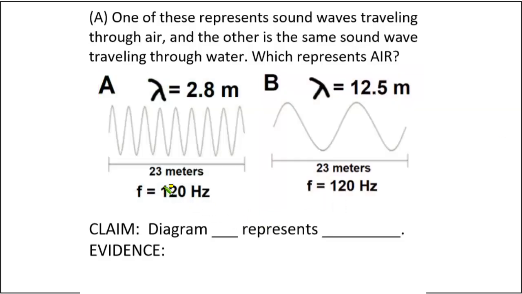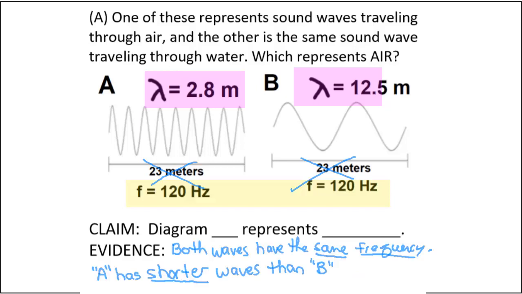So what I notice is the frequency for each wave is the same. That means it's going to be the same sound wave basically. And then this part here is what's called a distractor, because that just tells us the length of the actual picture, which doesn't help us. But up here, I see the wavelengths, and they go with the pictures, right? So wave A has a length of 2.8, and wave B is 12.5. So wave A has short waves, and wave B has long waves. So our evidence will look something like this. Both waves have the same frequency, and then wave A has shorter waves than wave B. So those are 2 things we're going to look at and come back to later.